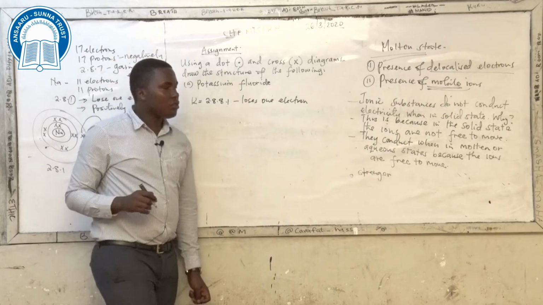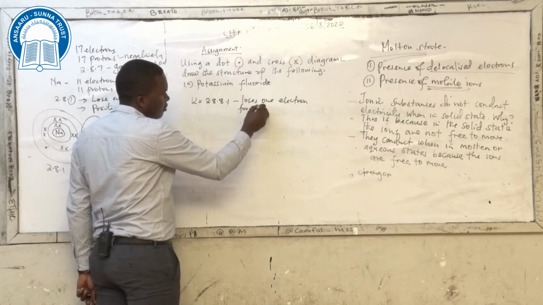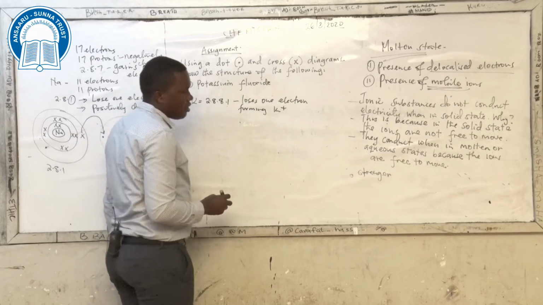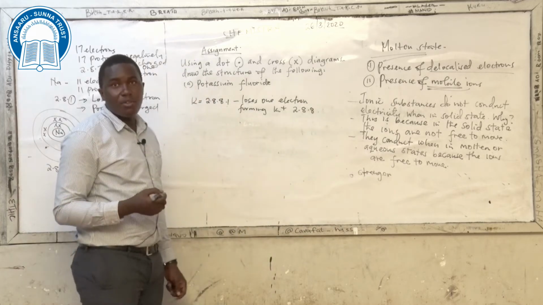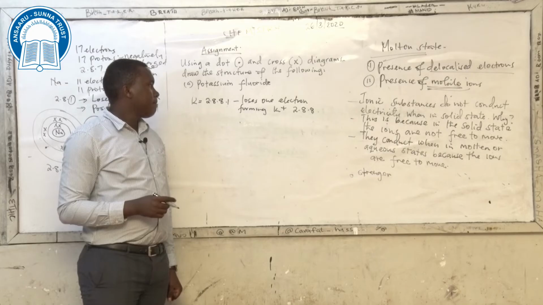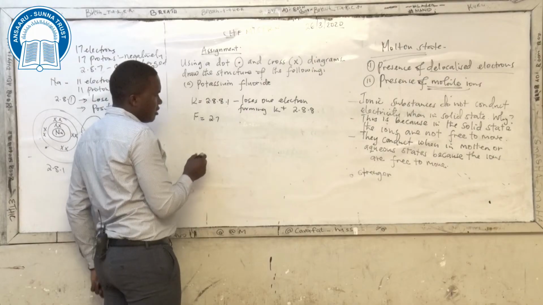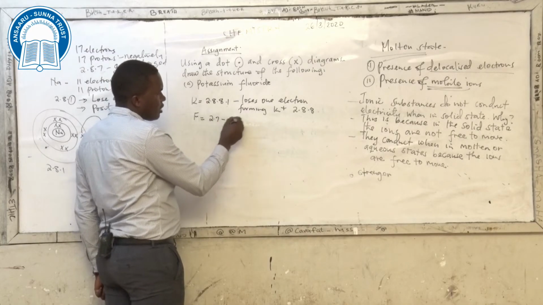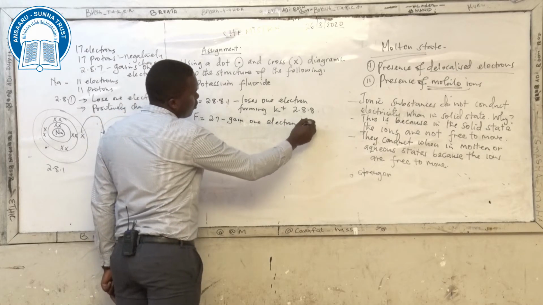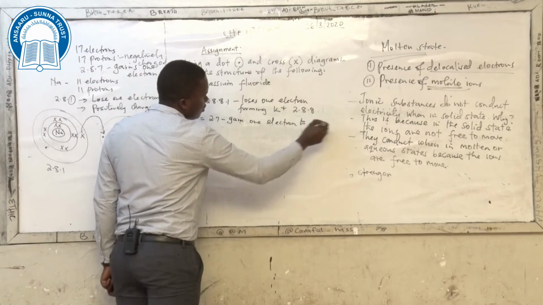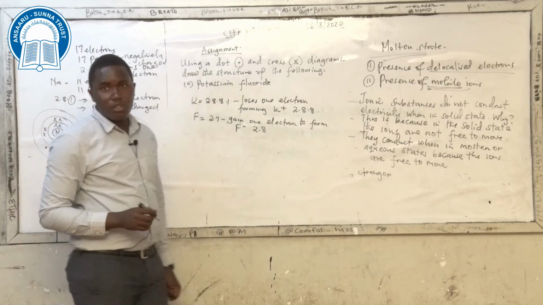When the one electron is lost, a potassium ion is formed, with a configuration of 2,8,8, because the outermost electron will be lost together with the outermost energy level. Then fluorine on the other hand is 2,7, atomic number 9, and this one is to gain one electron to form fluoride ion, which is 2,8 in terms of configuration.